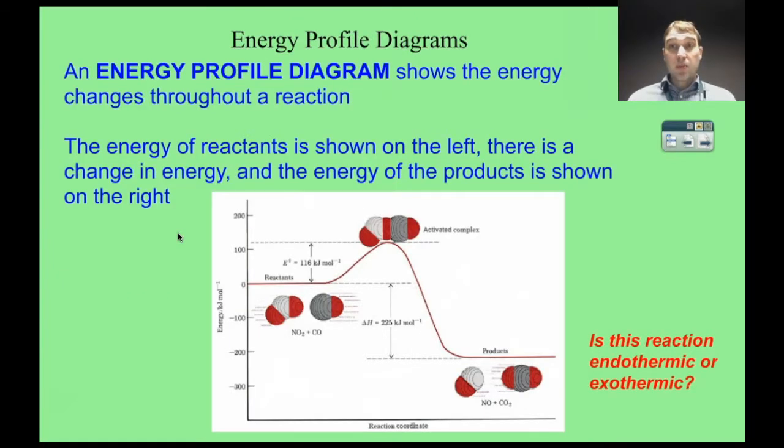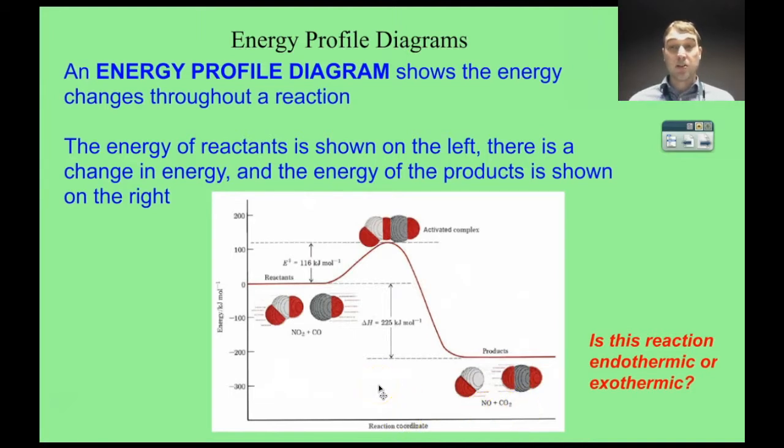So let's look at energy profile diagrams. An energy profile diagram shows the energy change in a reaction. You have the energy of reactants, so if we look at our example down here, we've got nitrogen dioxide and carbon monoxide. These are our reactants. Their energy is represented on the left-hand side. We then have a change in energy, so that's this little hump here, and then we have the energy of our products on the right-hand side. In this case, our products are nitric oxide and carbon dioxide.